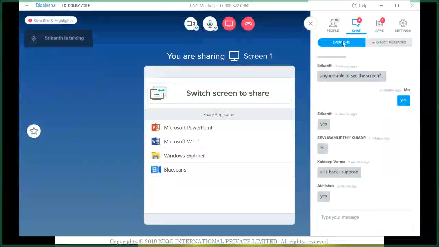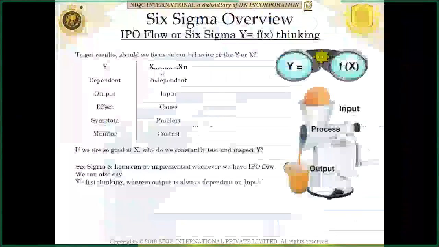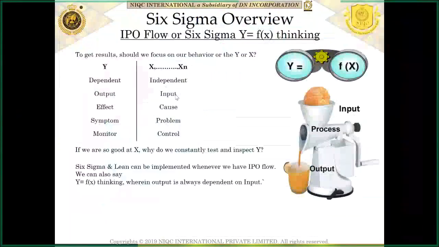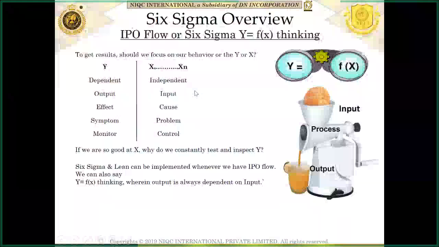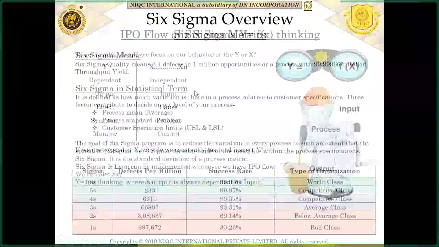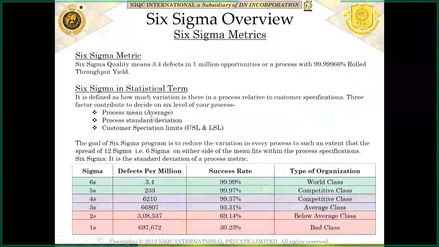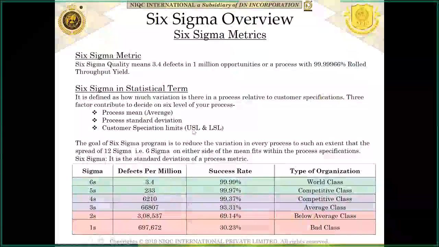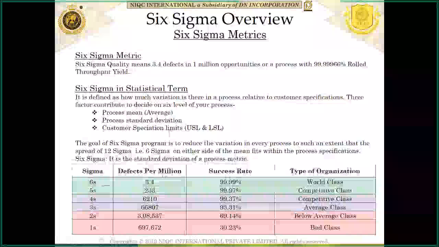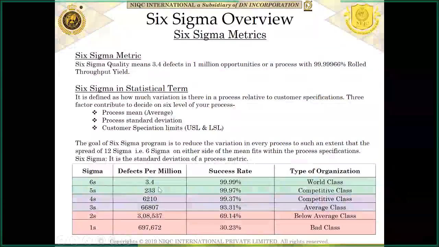Okay, done. Okay, so I was talking about how the Six Sigma Y and X works. Let me just show you. Just now we spoke about the definition of Six Sigma, and it depends on three different things: mean, standard deviation, and specification limit. We also looked at the sigma level, which depends on the number of defects that you produce.